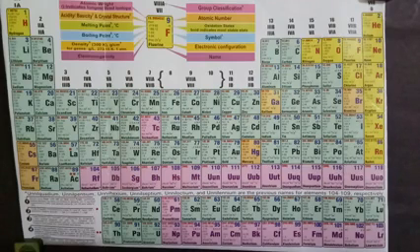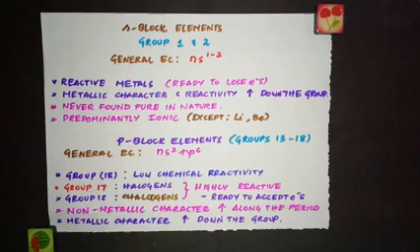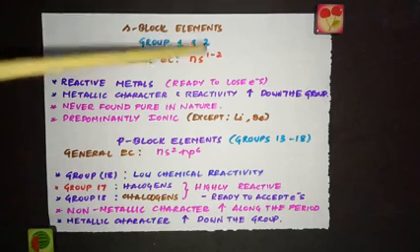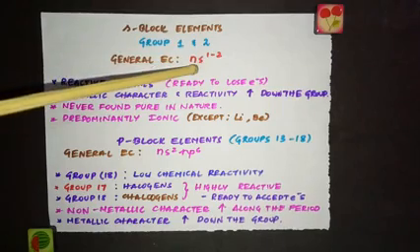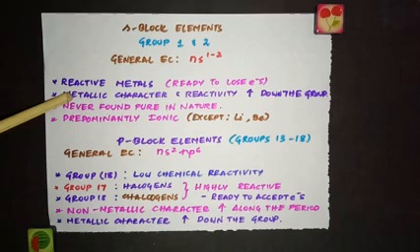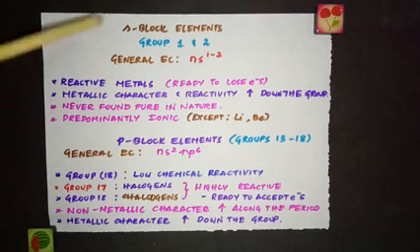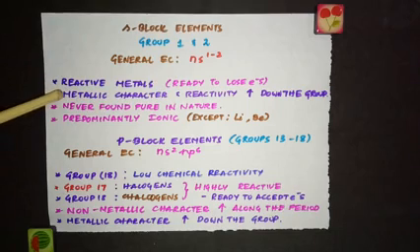Now we will see a few common characteristics of each block of elements. First one is S block elements. They belong to group 1 and 2, and they have the general electronic configuration ns1 to 2. They are reactive metals. S block elements are ready to lose electrons. They are very reactive metals because in the outer electronic configuration they have one electron. If they lose that electron, they will gain octet configuration.